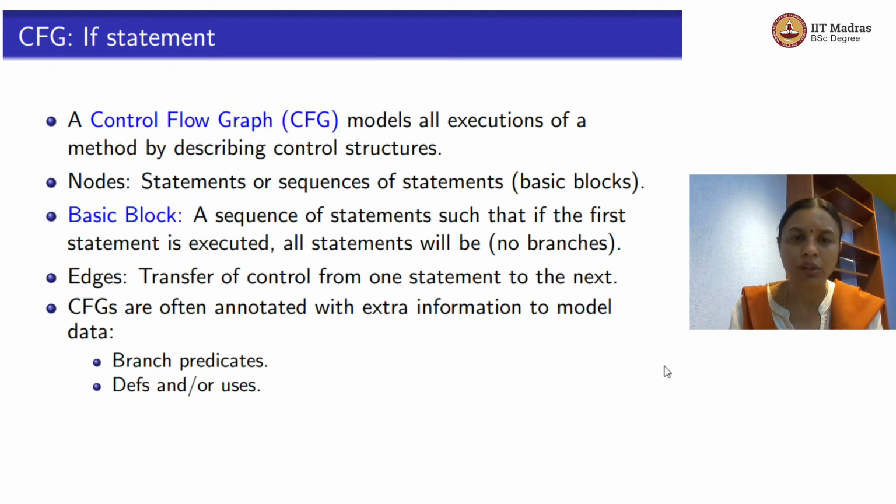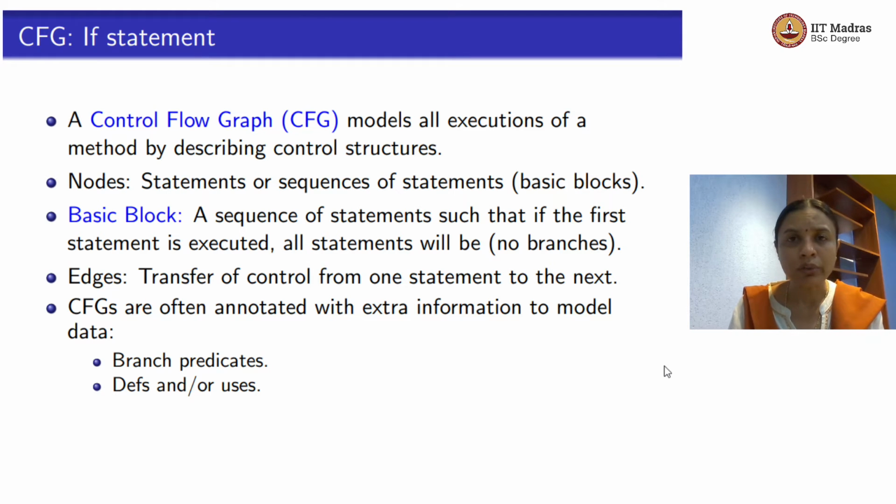What are the edges of the control flow graph? Edges represent transfer of control from an earlier statement to the next statement. So let's say there are two consecutive statements or two consecutive basic blocks. Once the first basic block or statement is executed, the program control naturally passes to the second statement. This transfer of program control from the earlier statement to the subsequent statement is what we call an edge. Edges represent transfer of control.